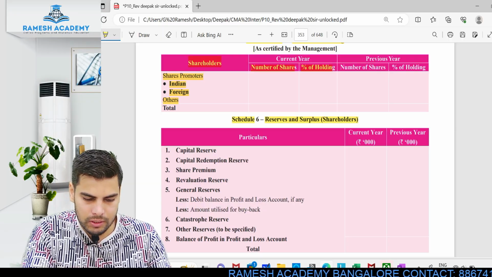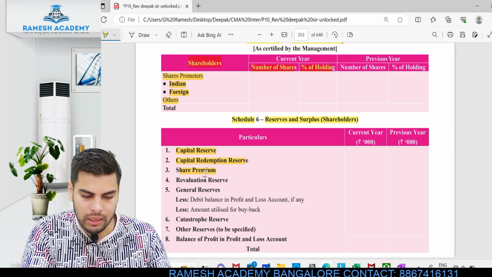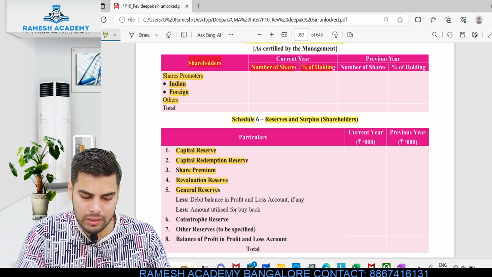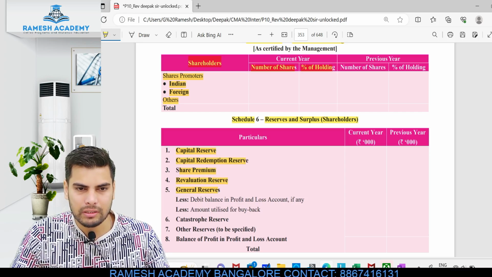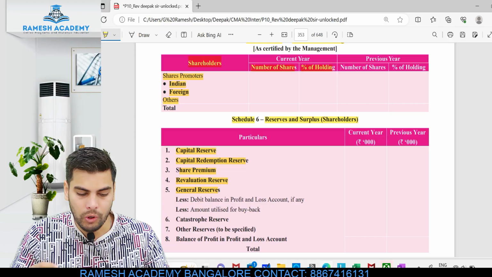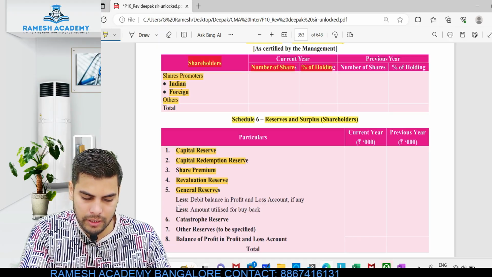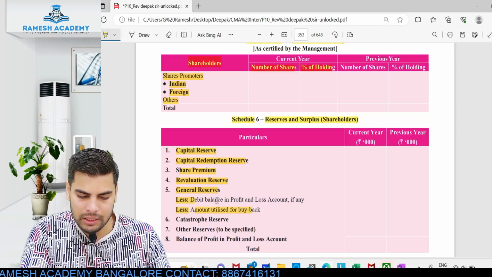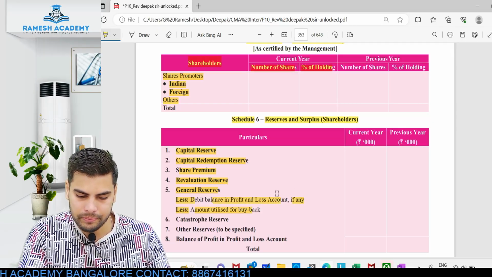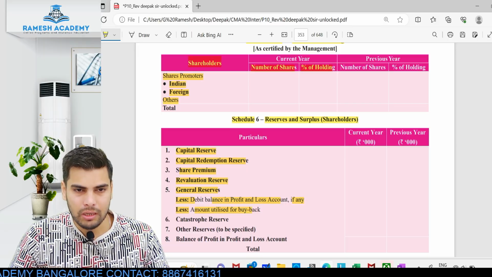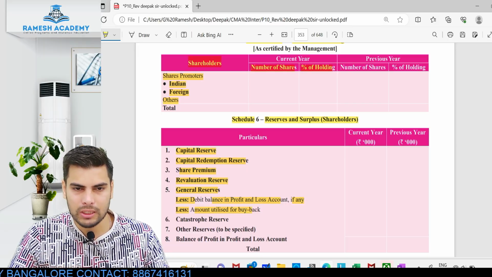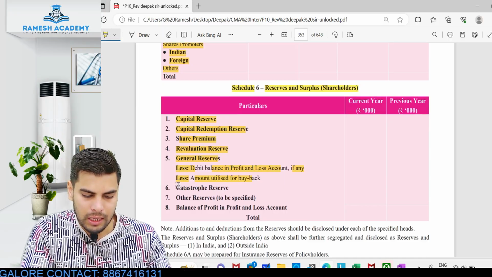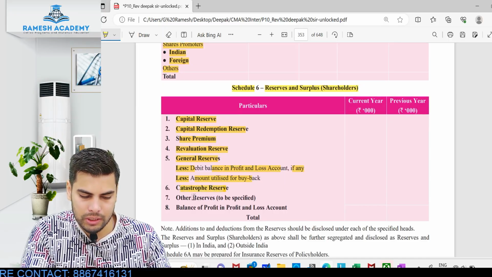So when it comes to reserves and surplus: capital reserve, capital redemption reserve, securities premium, revaluation reserve, general reserve, and in the general reserve, if at all there's any amount which you utilize towards buyback, you'll just be deducting it. Look at this, less amount utilized for buyback, same way less debit balance in your P&L account. So debit balance is nothing but the loss. So that loss amount you can just utilize from your general reserve.